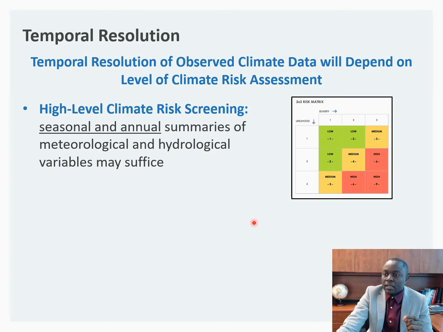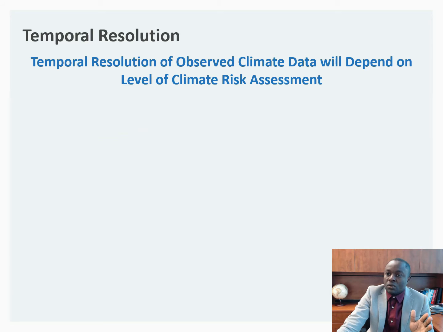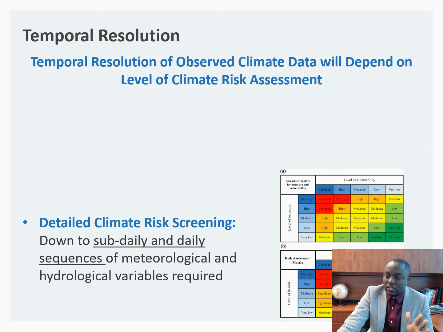The temporal resolution is also very important, and this will depend on the level, that is the detail, of the climate risk assessment. For a very high level climate risk assessment, seasonal and annual summaries of hydrometeorological variables may suffice. Whereas for detailed climate risk assessments, down to sub-daily and daily sequences of meteorological and hydrological variables may be required.